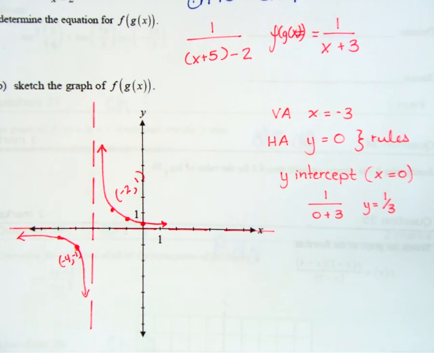So I didn't do a table of values, but I am labeling the points. If a table of values helps, please do that.